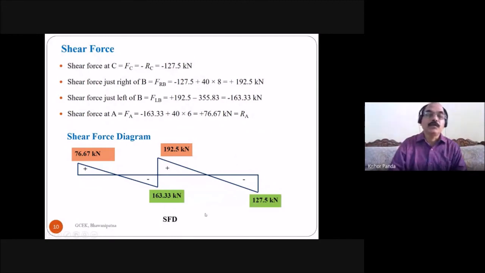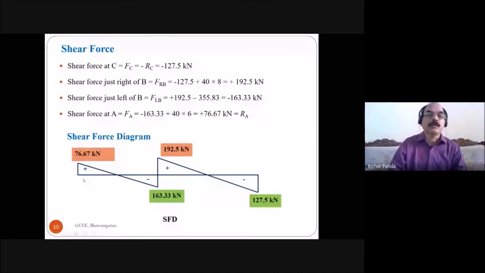Then you have to find out the maximum bending moment, because this is the zero shear force and this is also the zero shear force. At the zero shear force position, you will get the maximum bending moment. So you have to find out what is this distance and what is this distance.